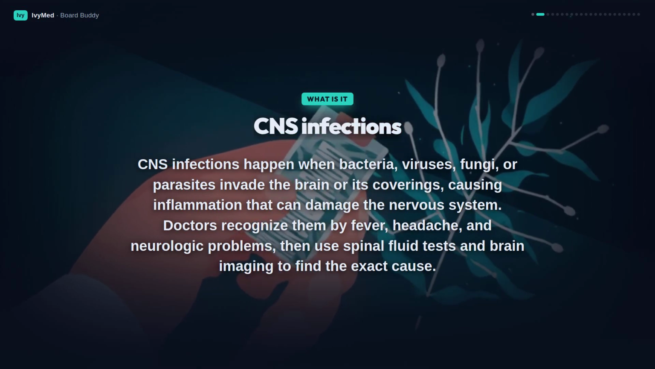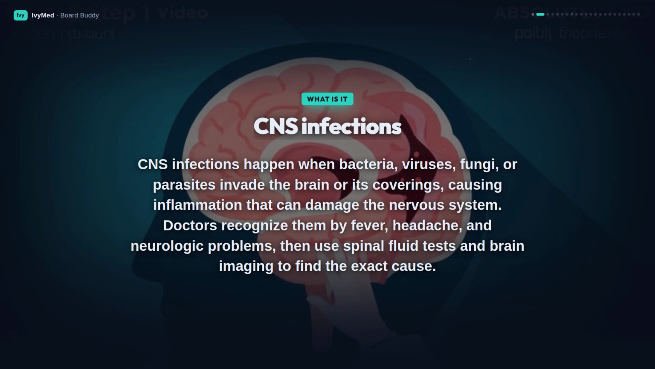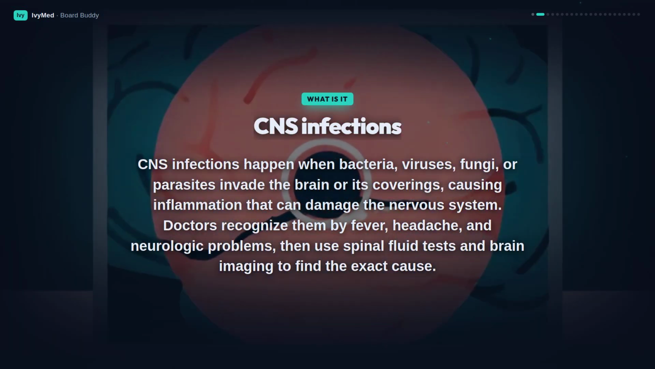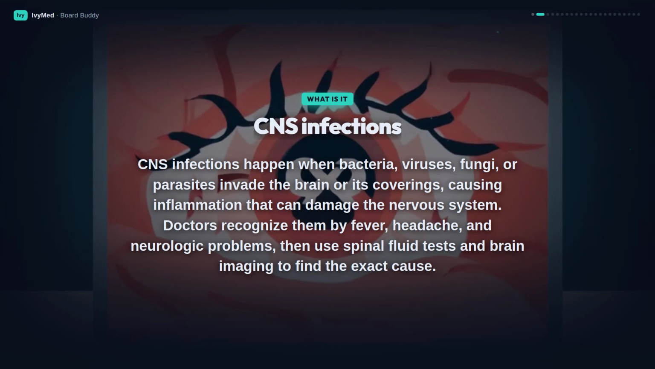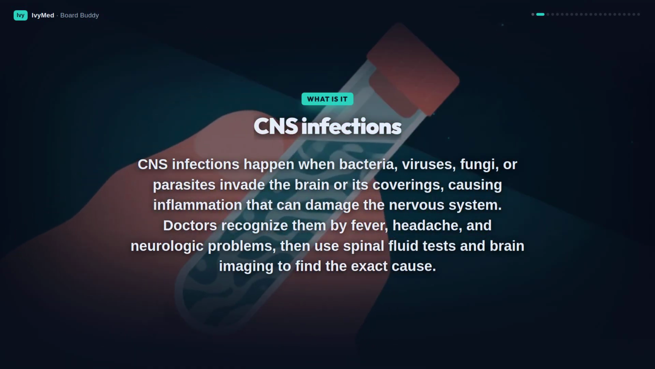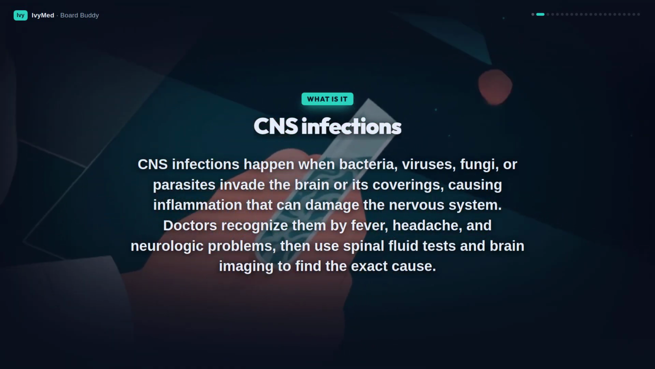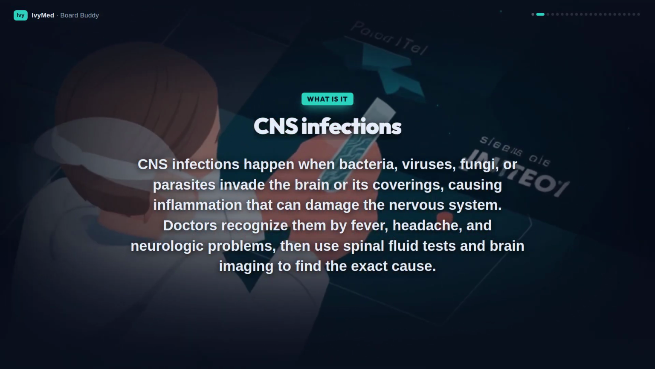CNS infections happen when bacteria, viruses, fungi, or parasites invade the brain or its coverings, causing inflammation that can damage the nervous system. Doctors recognize them by fever, headache, and neurologic problems, then use spinal fluid tests and brain imaging to find the exact cause.